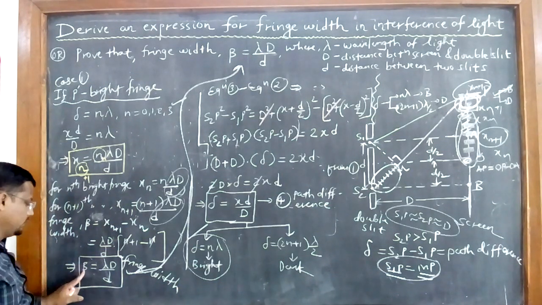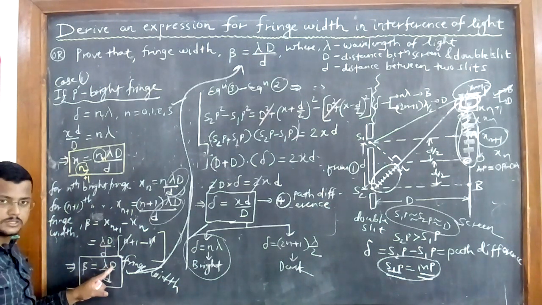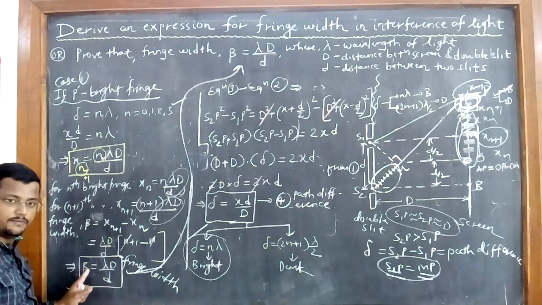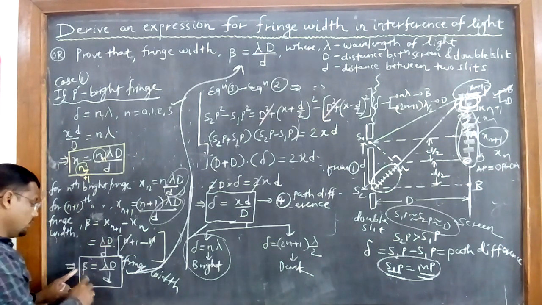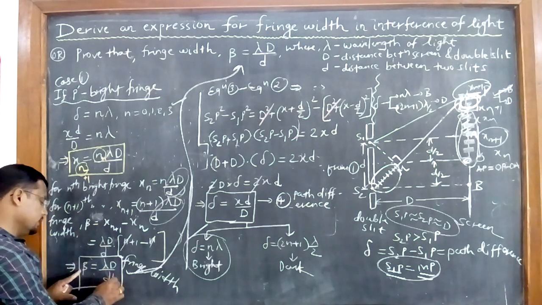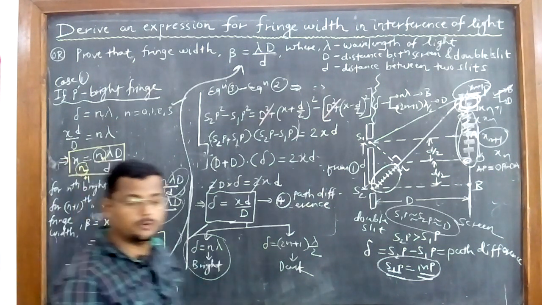To increase the fringe width, you have to increase the distance between the two slits. No, to increase the fringe width, you have to increase the distance between the double slit and screen, and to increase this value of beta, you have to decrease the small d. A question can be asked for 2 marks here.